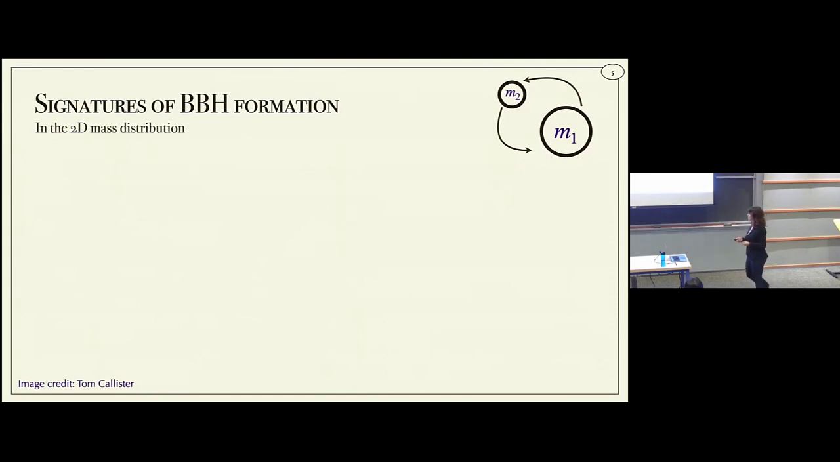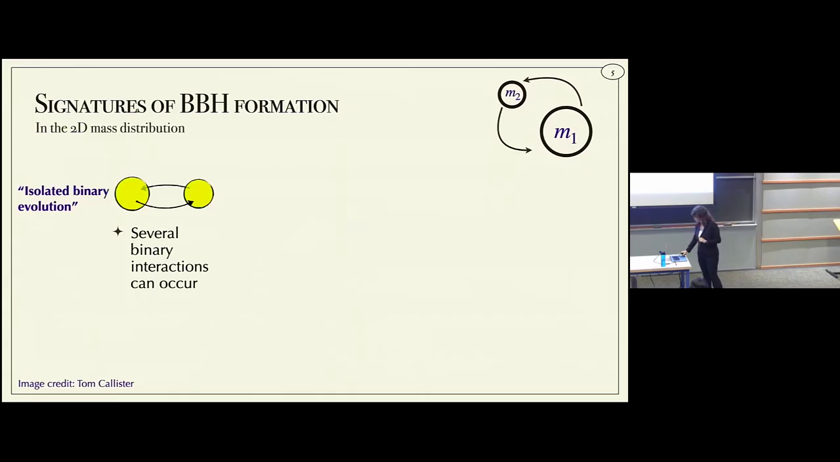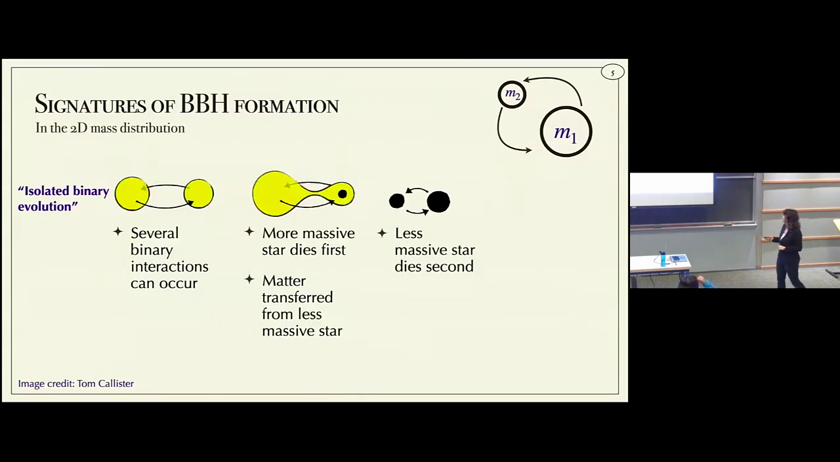So to show an intuitive example of that, I'm going to go through a cartoonish picture of where you might expect differing and similar primary and secondary mass distributions. The first one is inspired by isolated binary evolution, where two stars are born together in the galactic field. They spend their whole lives together. They transfer mass between each other. There are binary interactions. And then the more massive star dies first, and matter is transferred onto it from the less massive star. There have been a lot of talks about this.